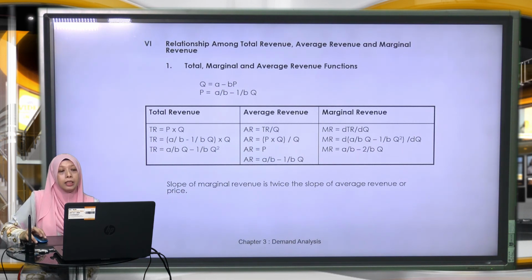Now another thing that I would like to highlight here is the slope of your average revenue function and marginal revenue function. The slope for the average revenue function is negative 1 over b, but the slope for the marginal revenue function is negative 2 over b. So this means that the slope of marginal revenue is twice the slope of average revenue. So this simply shows that your marginal revenue function should be steeper than average revenue.